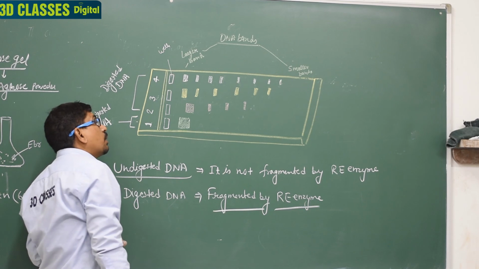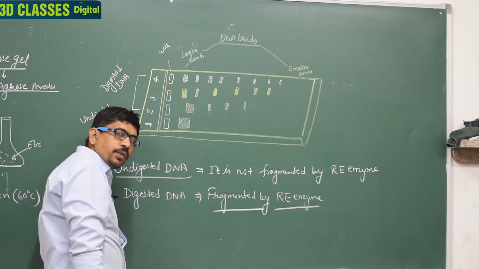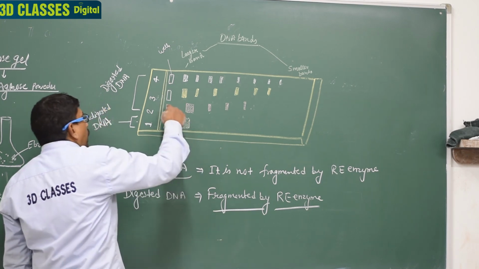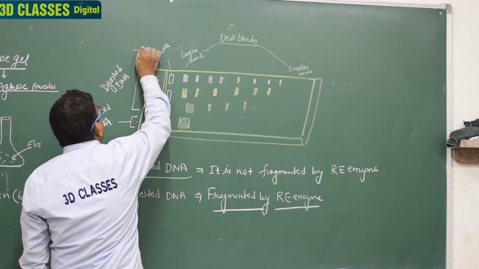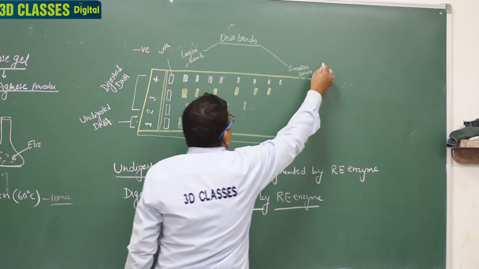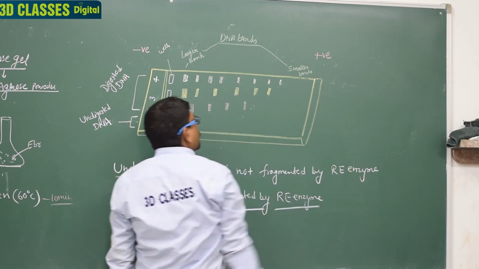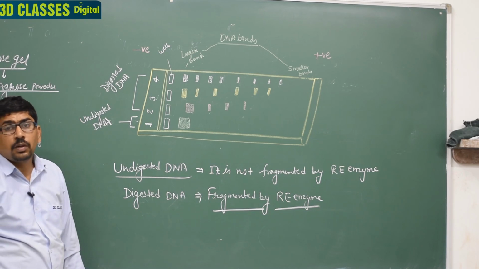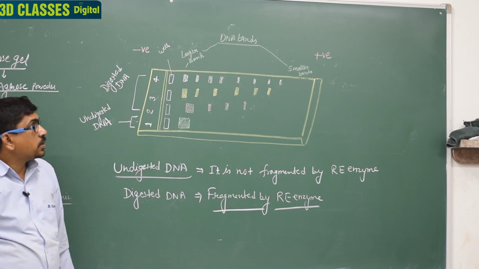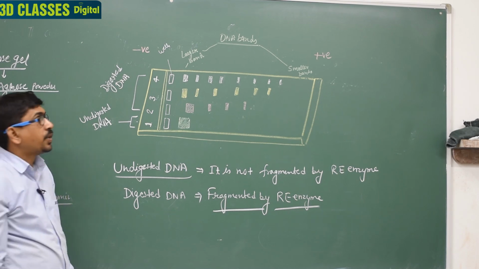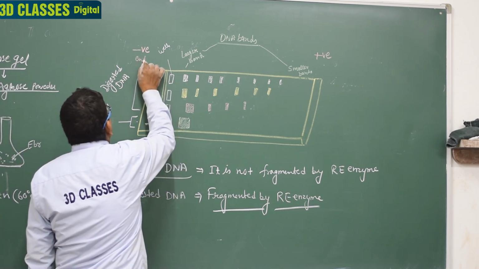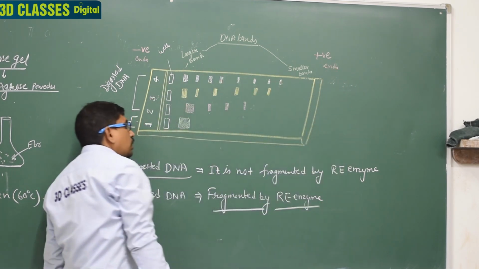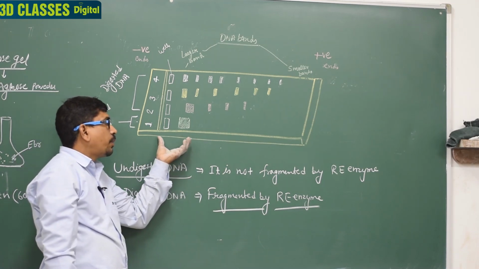Another question in medical exams: in this diagram, which one represents the positive and negative charge? So here the wells are the negative end, and this side is known as the positive end. This valve zone is known as the negative charge zone. So negative end and positive end. Clear? So this is the diagram in your NCERT.